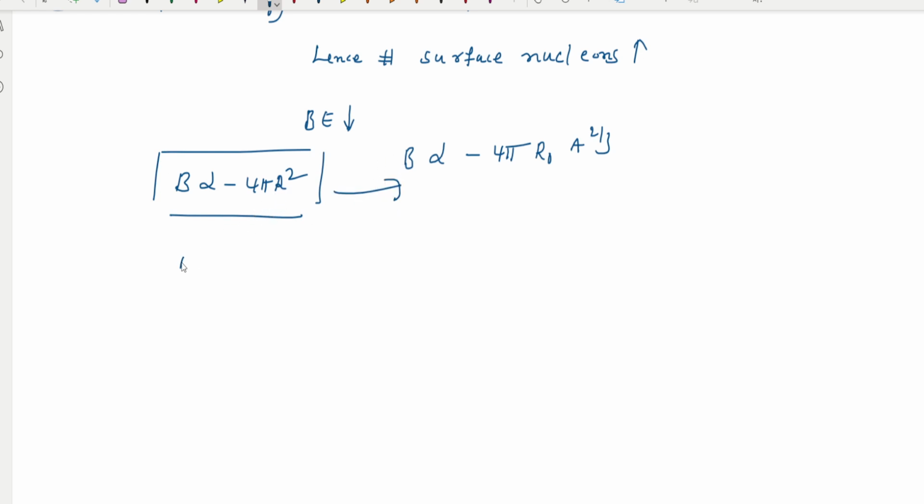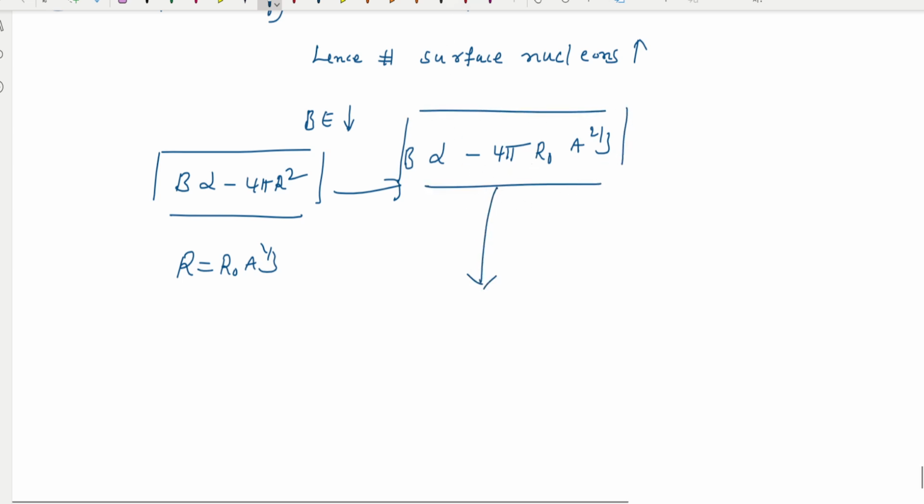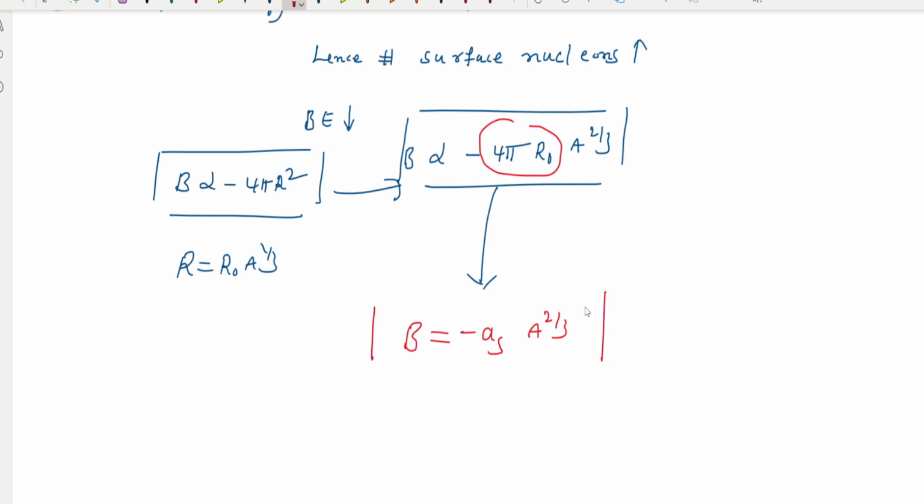By using this step we can have this formula, right? In case you want to know the radius of the nucleus, r equals r naught A^(1/3), right? So this is the final formula. By using this, we can write binding energy B equal to this one. I'm considering all these terms, not minus, okay? A_S because of surface energy, A_S times A^(2/3). So remember here, the binding energy is decreasing due to surface energy.